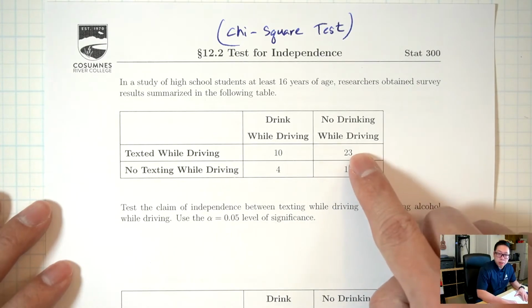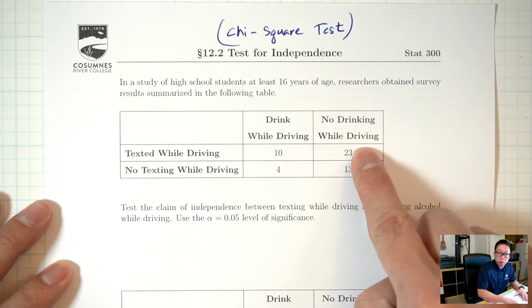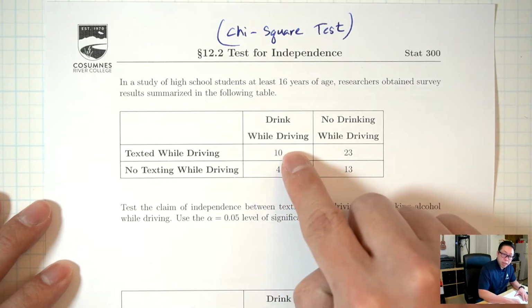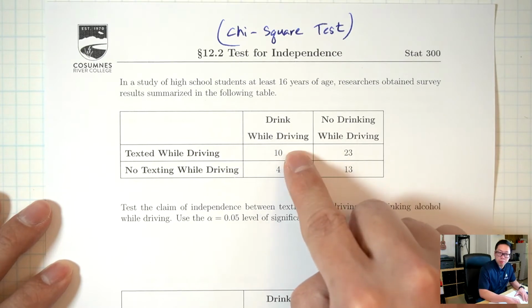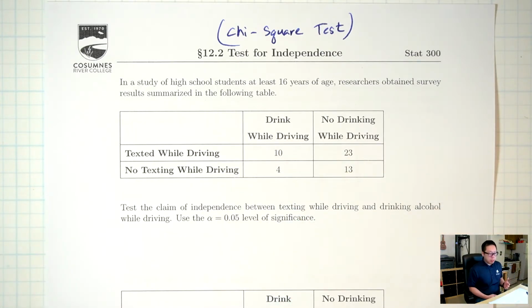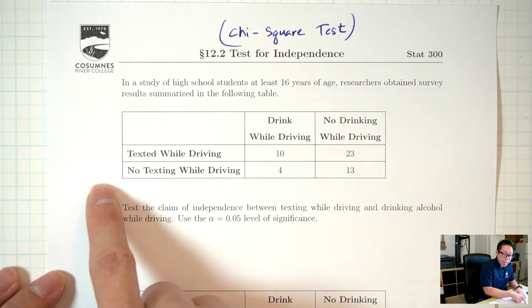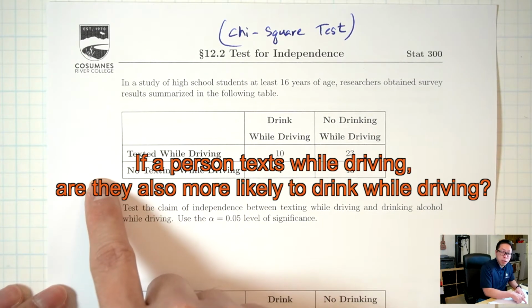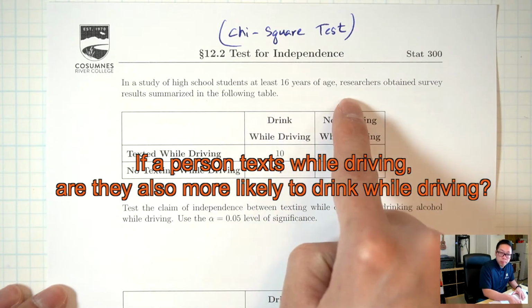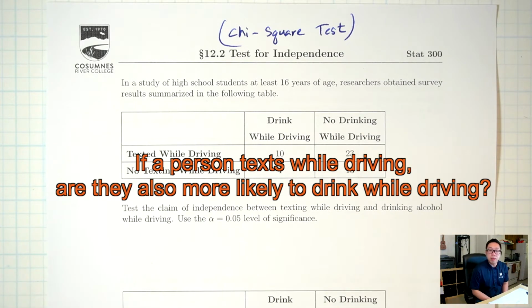And what do these numbers mean? This 23, for instance, means there's 23 people who text and drive but don't drink and drive. This 10, there's 10 people who text and drive and also drink and drive. Horrible people. And the question we're asking here is, is texting related at all to drinking? In other words, is texting independent or not independent from drinking? And this is why this is called a test for independence.